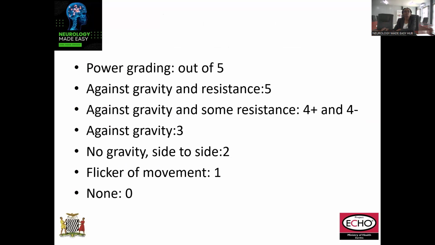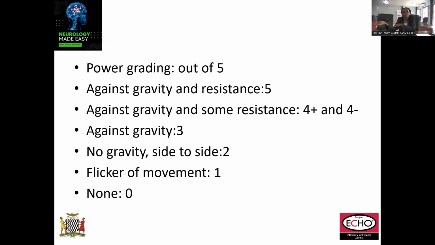localization. And then when it comes to the power, there's grading as well. So full power is going to be against resistance, which is 5. If you have against resistance and against gravity, then it's about 4 plus or 4 minus. If it's only against gravity, which means the patient is only able to raise the limb off the bed, for example, and they cannot sustain or resist your force on them, then that's a grade 3.